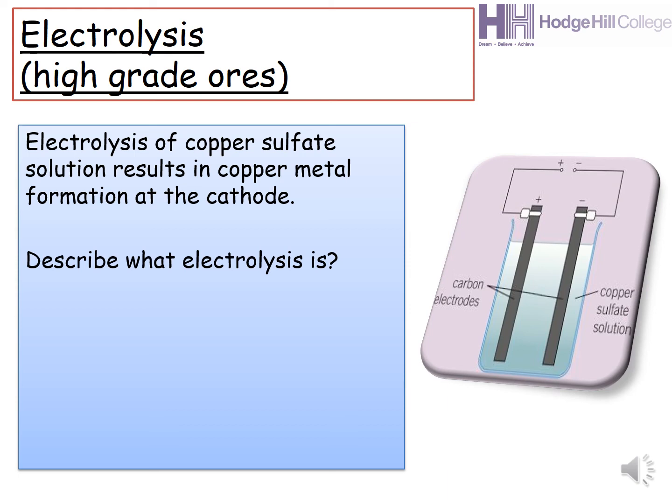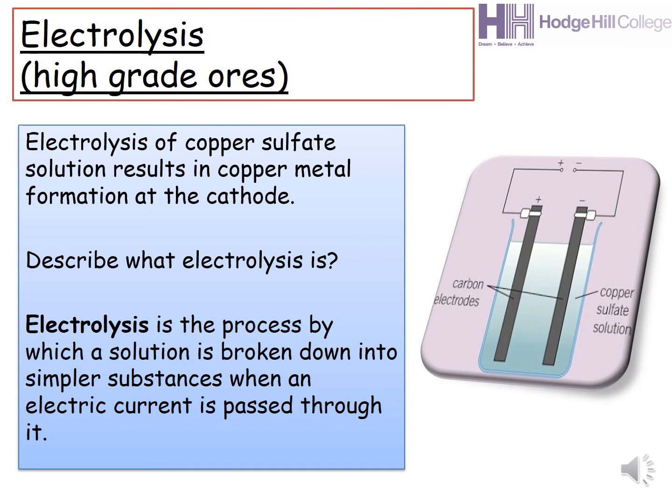Look at the picture to the right and have a go at coming up with a definition or a description for electrolysis. Well, electrolysis is a process by which a solution is broken down into simple substances when an electric current is passed through it. To extract our copper from a solution of copper sulfate, we can pass an electric current through it, and the energy that it provides will allow our copper to be separated from the sulfate ions in the solution. So that's one method of extracting copper as well.